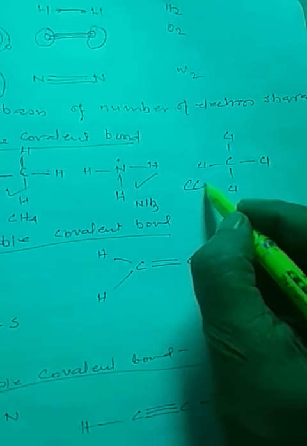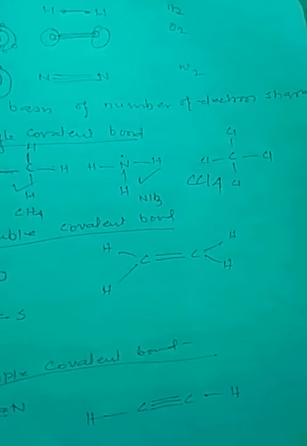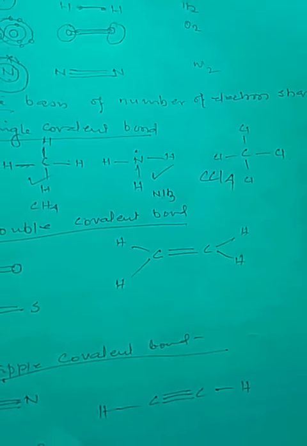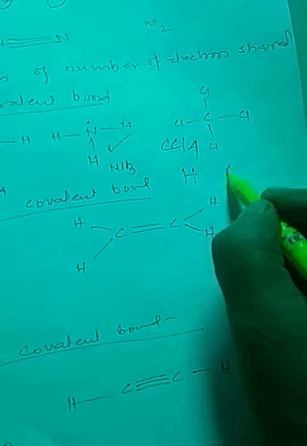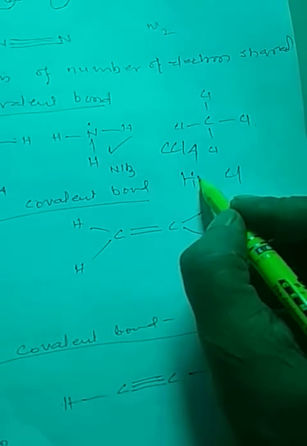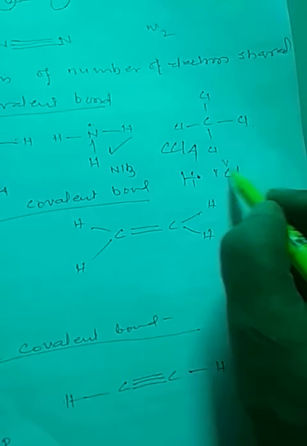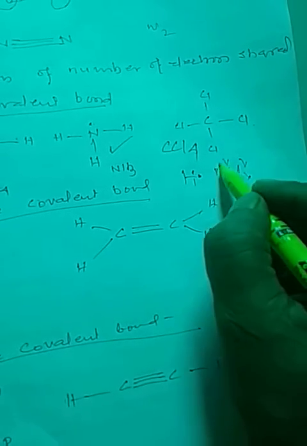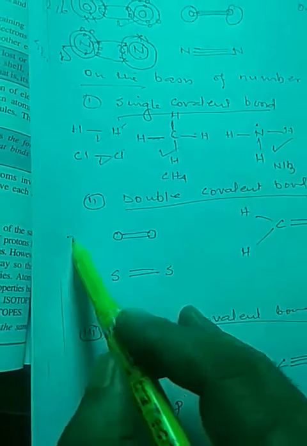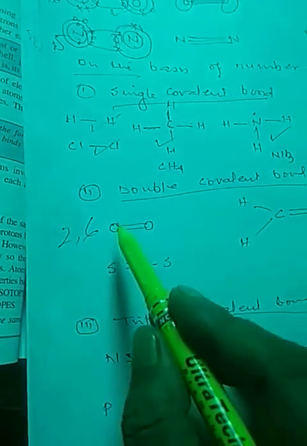Like this is... It is called CCl4, carbon tetrachloride. Like hydrogen, HCl. Hydrogen has 1, chlorine has 7 electrons, so shares 1 electron and forms HCl. These are single covalent bond, while oxygen has 2,6 configuration.